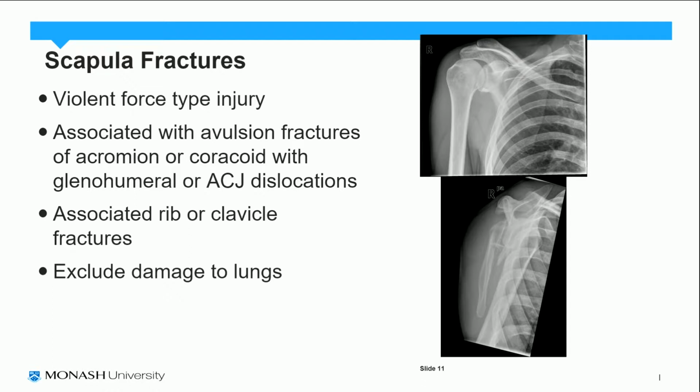Scapular fractures normally require quite violent force because the scapular bone is so dense. It's associated with avulsion fractures of the acromion or coracoid with either glenohumeral or AC joint dislocations. The important thing with scapular fractures is to check very carefully whether there are any associated rib or clavicle fractures, and if you have rib fractures, then you need to exclude damage to the lungs, so you might have to do a chest x-ray to exclude a pneumothorax.